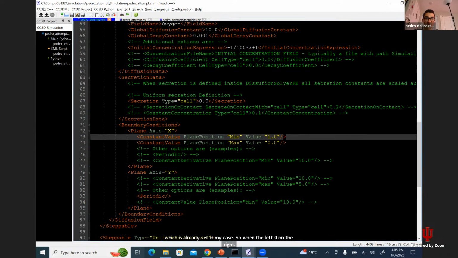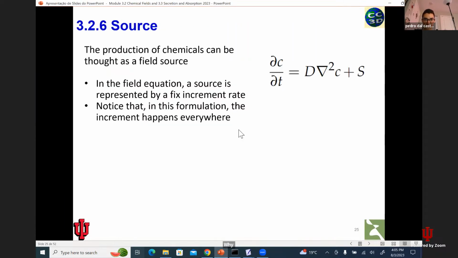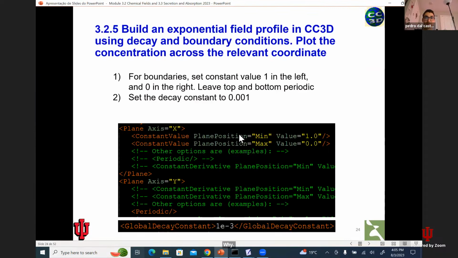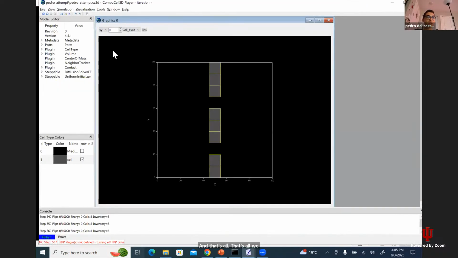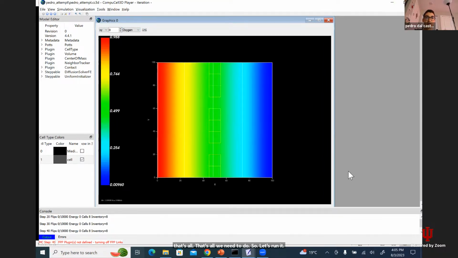Boundaries to periodic? And that's all. That's all we need to do. So let's run it. Select oxygen. So it started linearly, and now it's getting to a new shape, which is an exponential shape. If I was plotting the concentration across the x dimension, I would see the exponential profile.